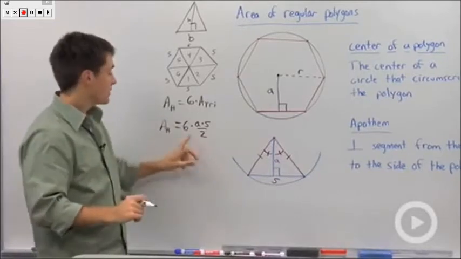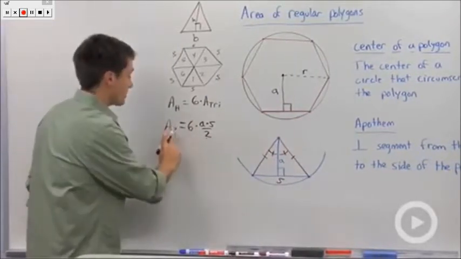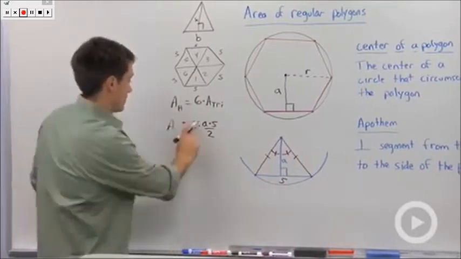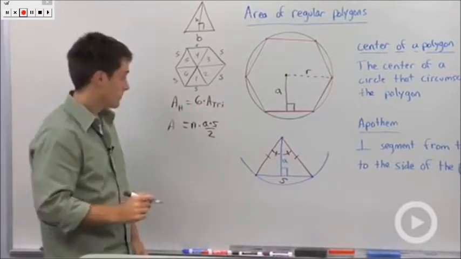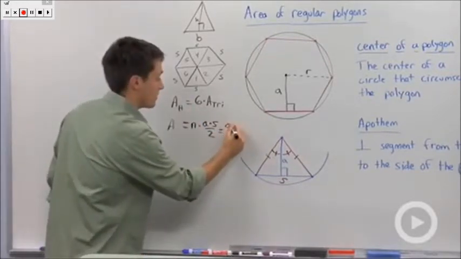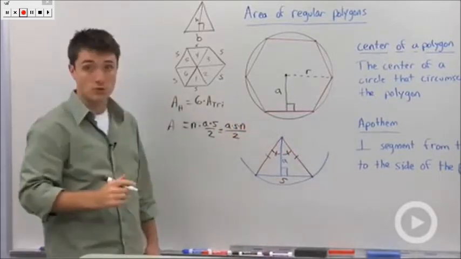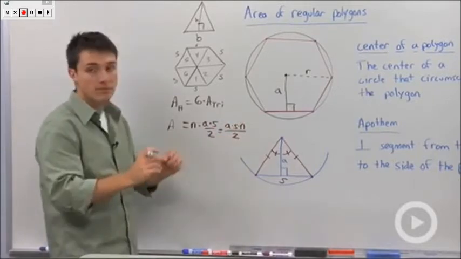But that's not very useful because this is only going to apply to a hexagon. So let's make this area formula for any type of polygon. So instead of writing 6, I'm going to write n for the number of sides. So I can write this as apothem times side length times the number of sides, all divided by 2. Now if we look at this, I see that I can simplify this a little bit more.